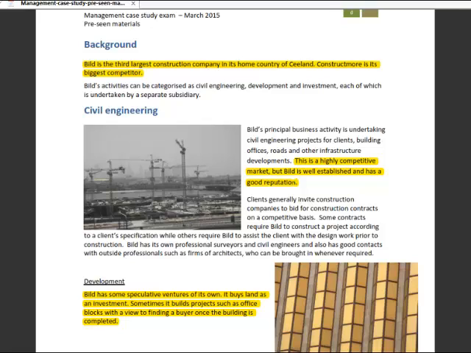So the first one is Build is the third largest construction company in its home country of Sealand, and Construct More is its biggest competitor. So we've got third largest, Build, and the largest is Construct More. My question is, who's the second? We don't know anything about it, but there is another large competitor there that isn't mentioned. So we're just highlighting that.